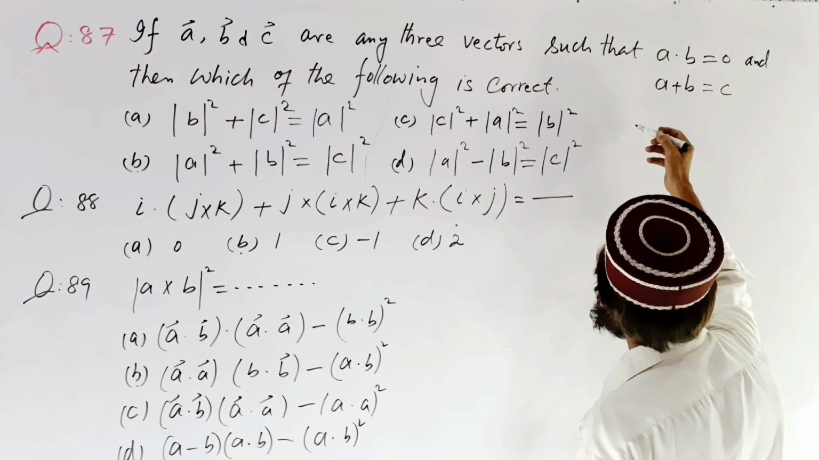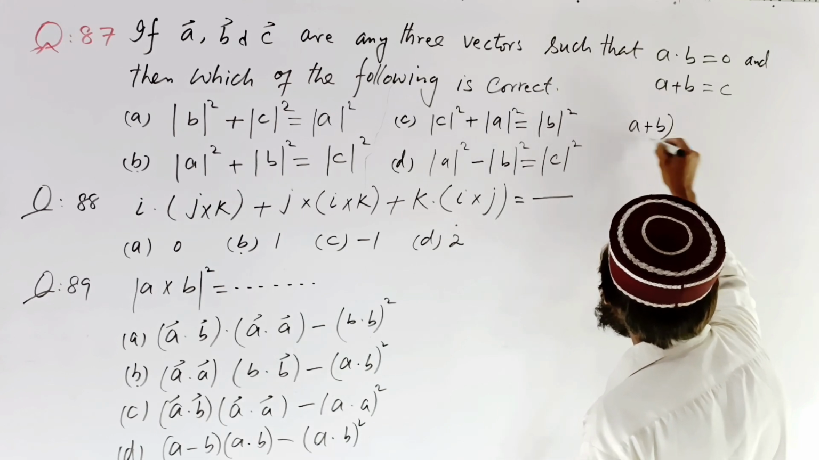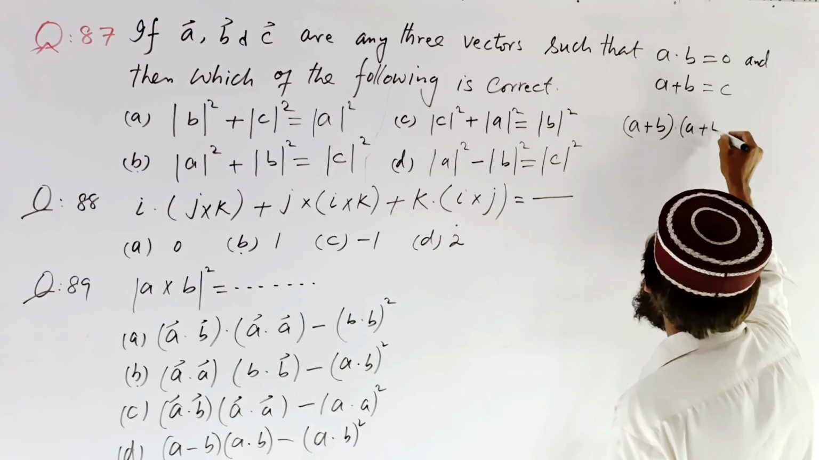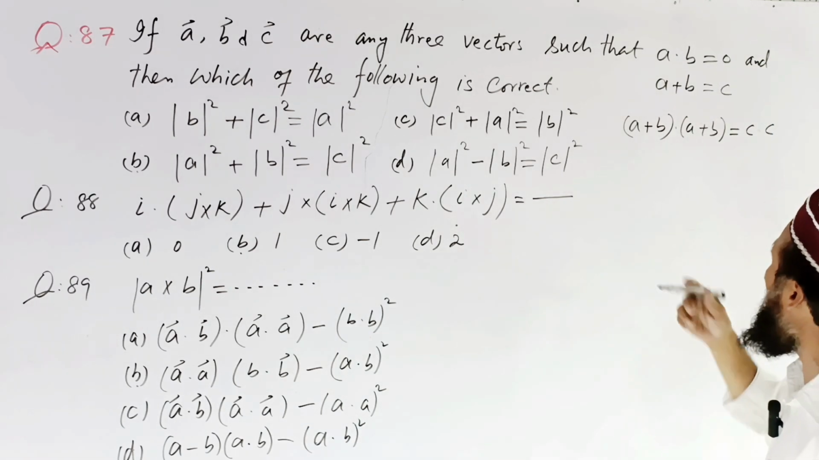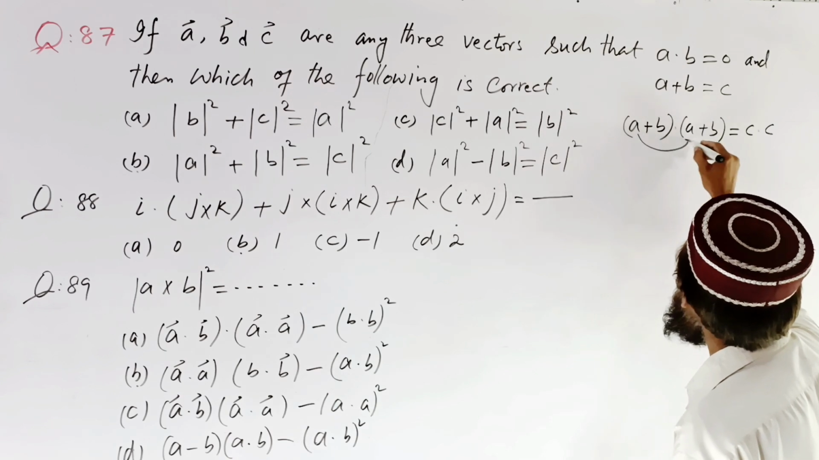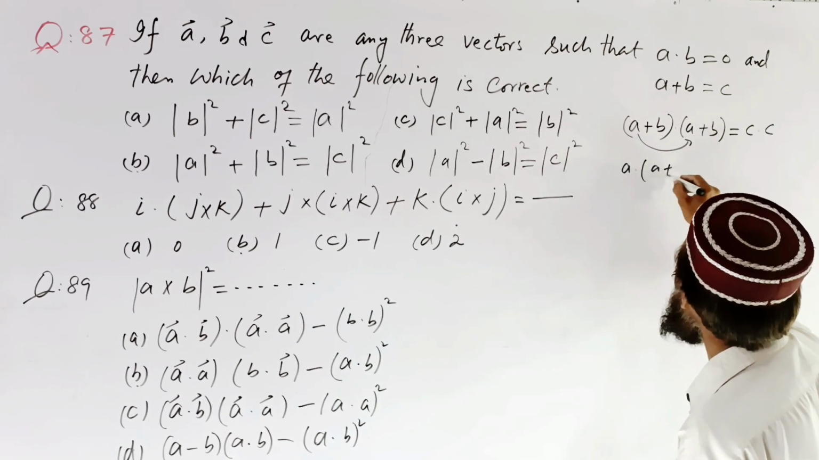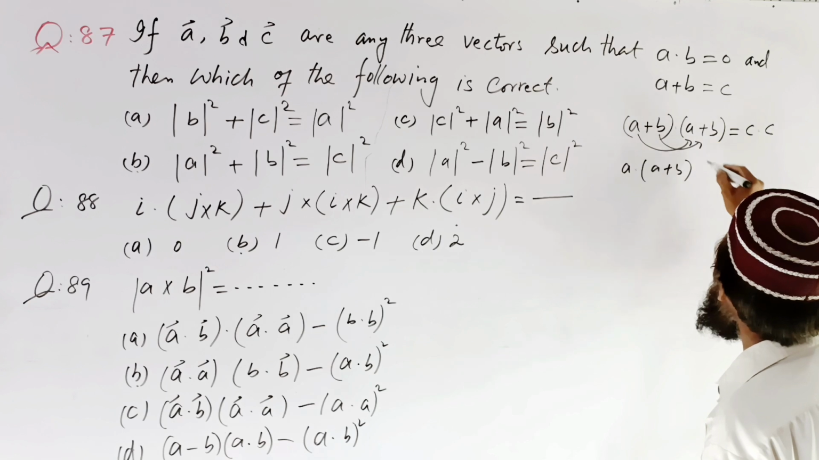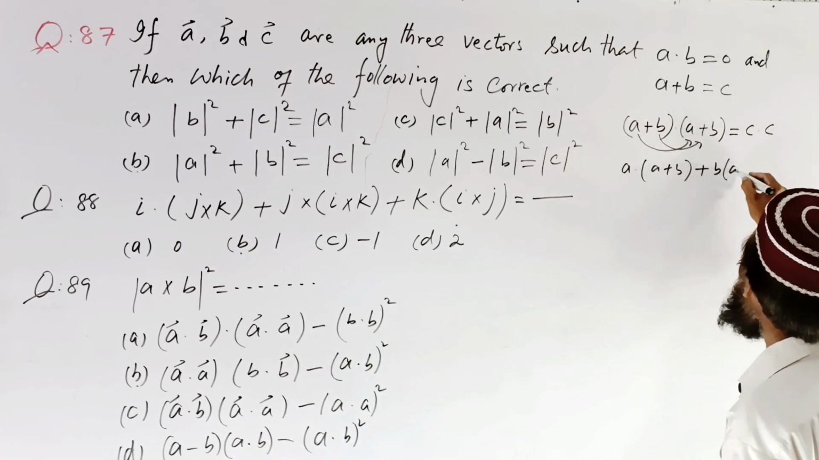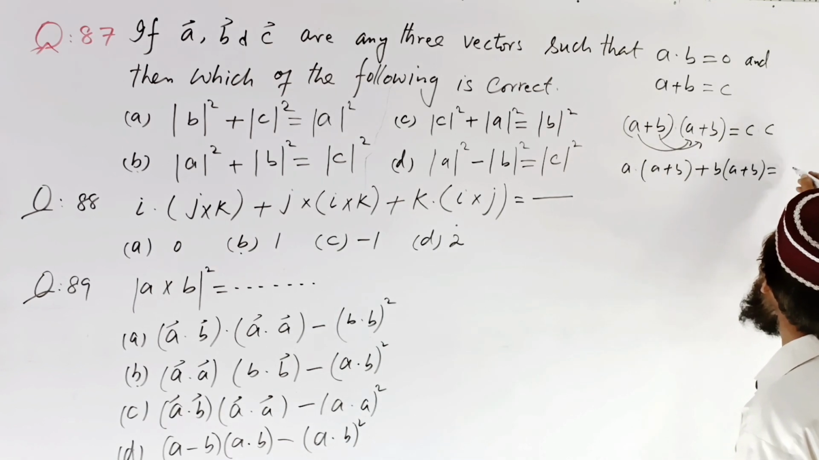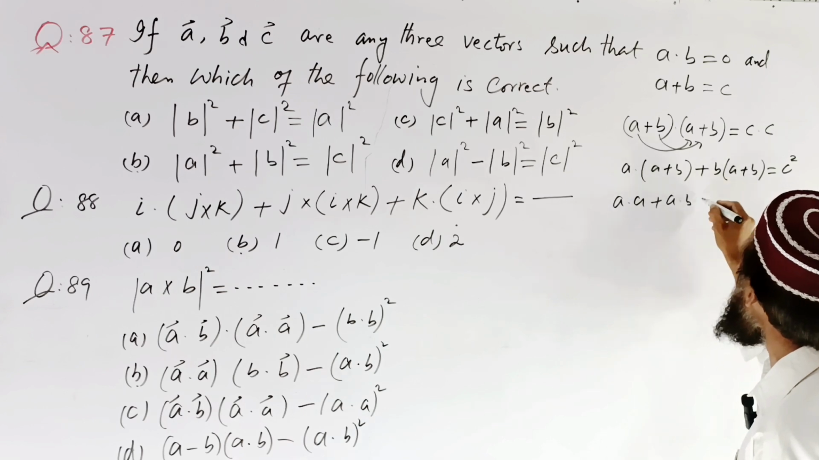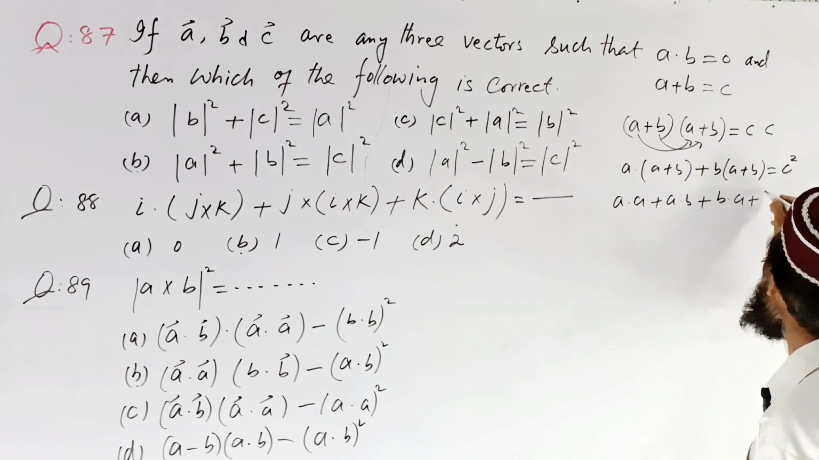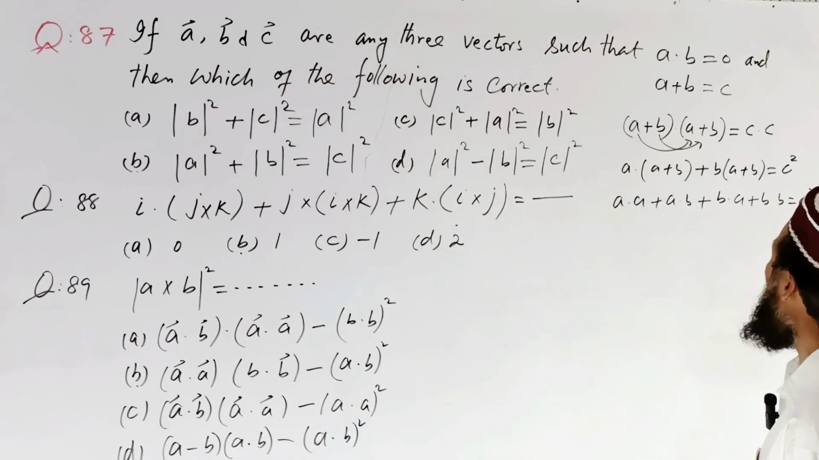If we apply here, A plus B dot A plus B is equal to C dot C. We are finding the solution. How do we calculate this one? We can write A dot A plus B plus B dot A plus B as equal to C square. And here A dot A plus A dot B plus B dot A plus B dot B is equal to C square.